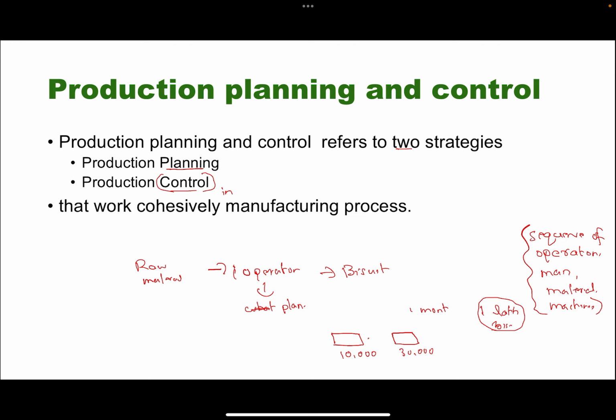So these should be monitored. That means how much quantity is produced. Is there any bottleneck in the production process? And you need to streamline the process based on the report. That all comes under production control.